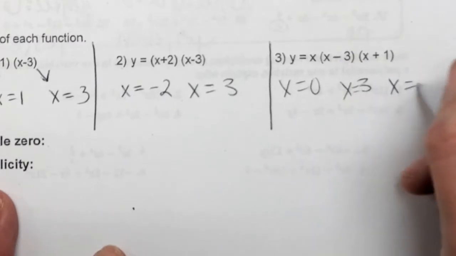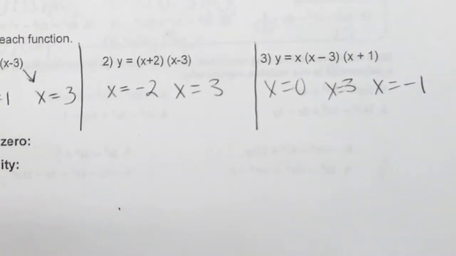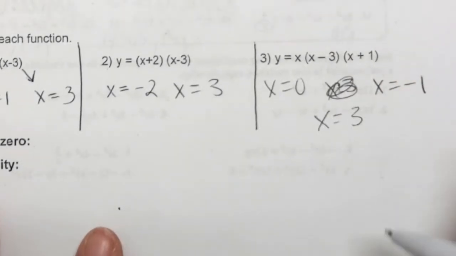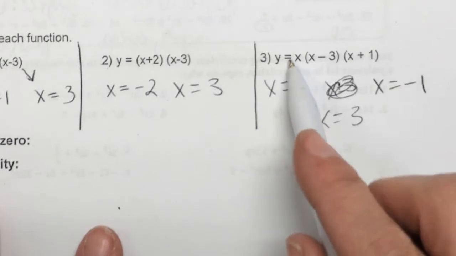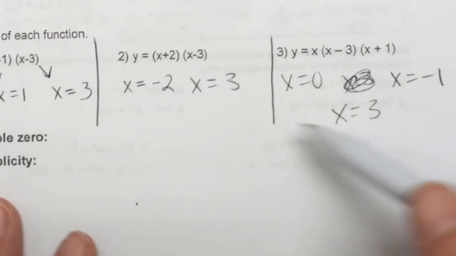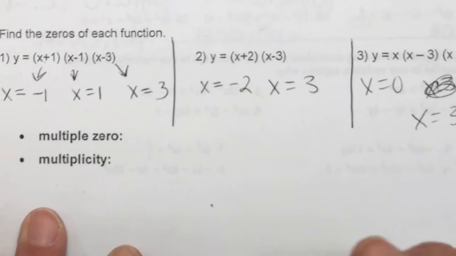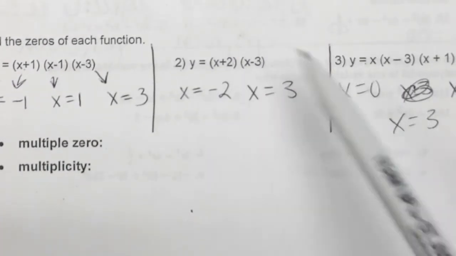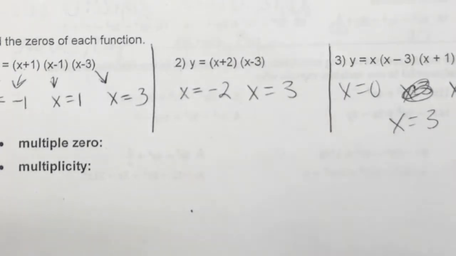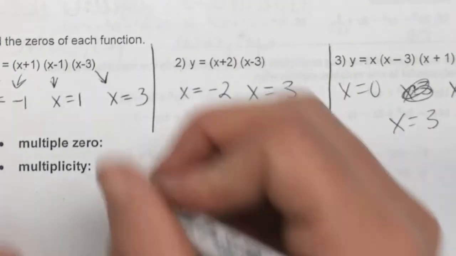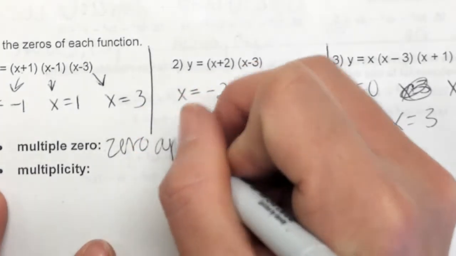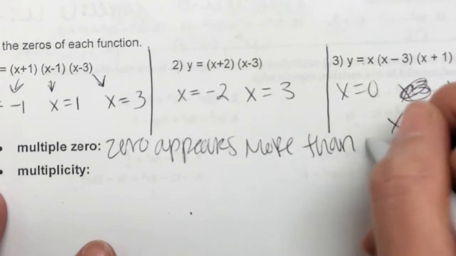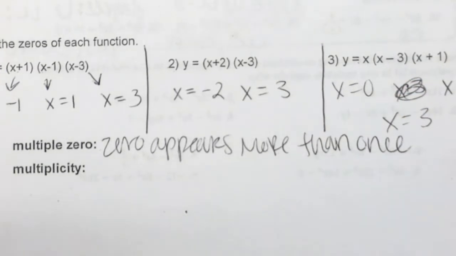Oops. Alright, where did he get that 0 from? Let me rewrite. You have to set what equal to 0 also. This x on the outside. Did everybody do that? Okay, so there's 3 zeros here, 2 of them here, 3 here. Alright, sometimes you'll have multiple zeros, which means once you solve, you might get -2 twice in some of them. That's called a multiple zero. That's when a zero appears more than once. Now in these, none of them appeared more than once, right?